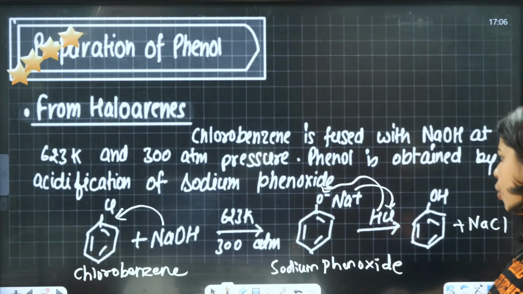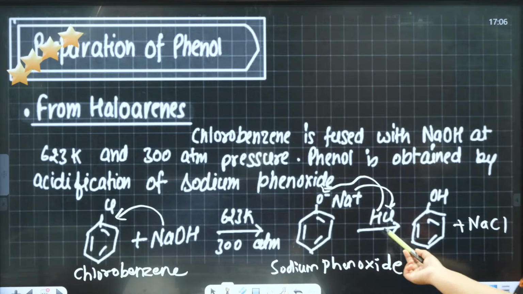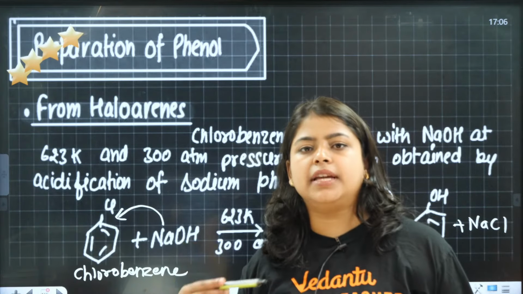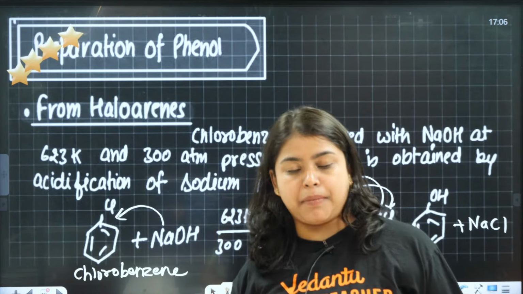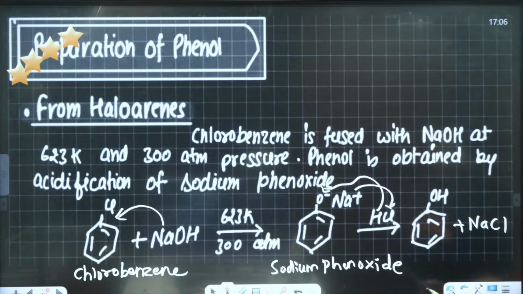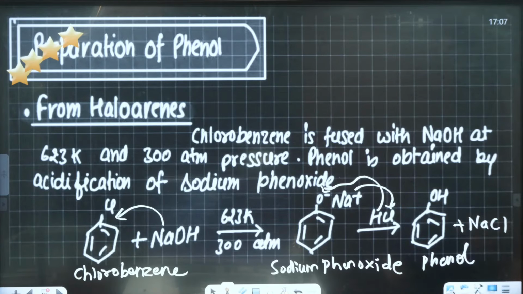Clear? NaO attaches, giving ONa, and then in the presence of HCl, why? Because we need to add a hydrogen. We need OH. That is going to be sodium phenoxide, giving phenol plus NaCl. Phenol plus NaCl. Clear?